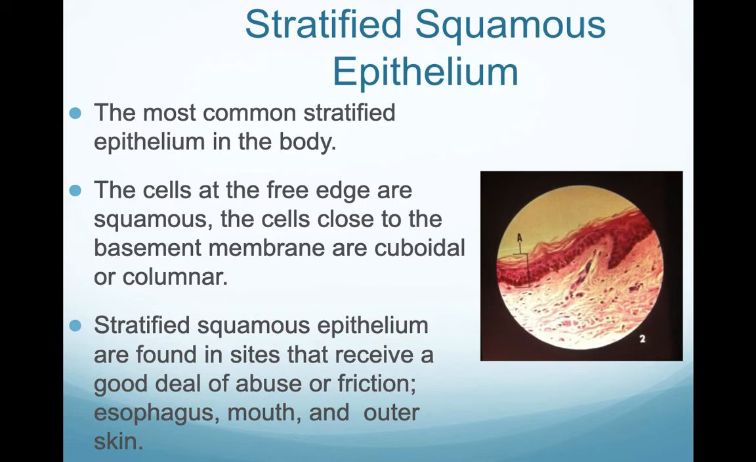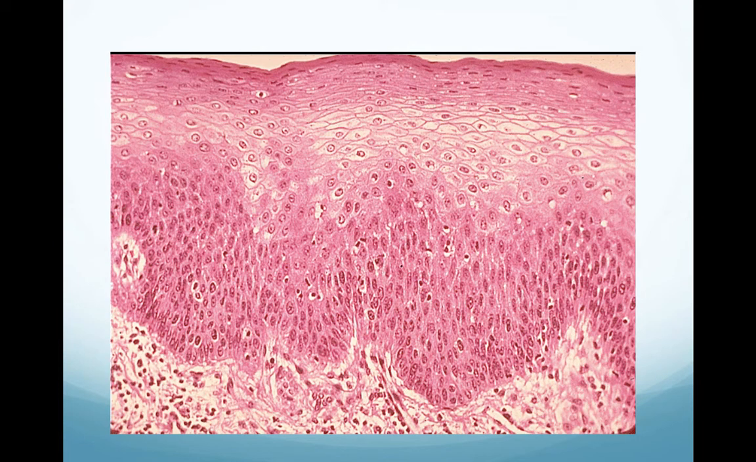And this is really where you have a lot of abuse and friction. So like the outer layer of your skin, your mouth, esophagus, you've got food going, knocking off cells. But again, there's multiple layers here, so it's not a big deal.